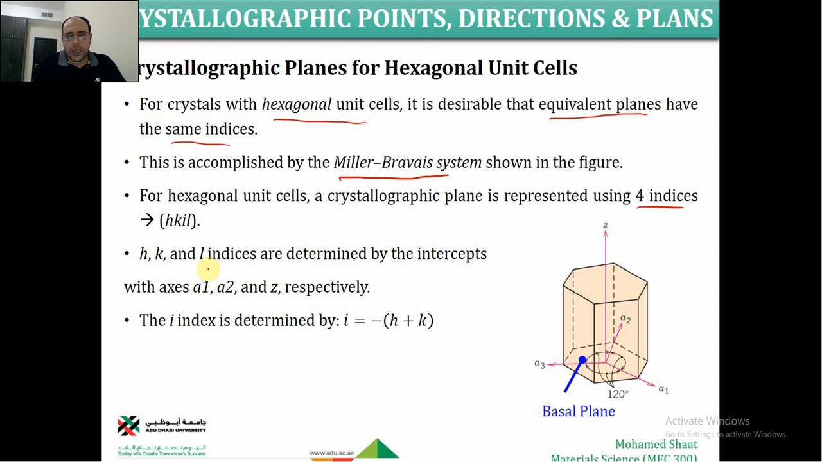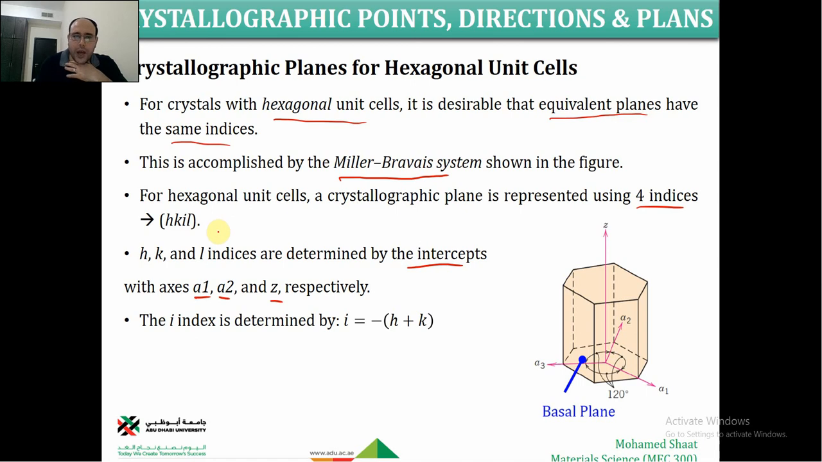The HKL indices are determined by the intercepts of the axes A1, A2, and Z respectively. H is the intercept with A1. K is related to the intercept with A2. And L is the intercept related to the z-axis. So these are three axes. You're going to find the intercept the same way that we explained for the other crystal systems.